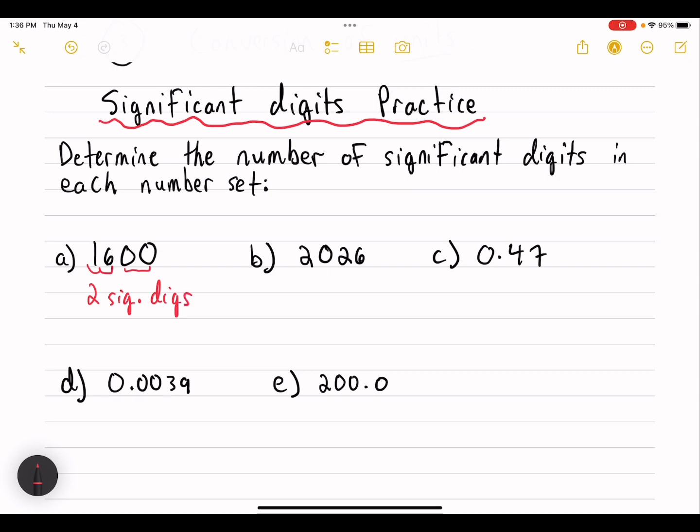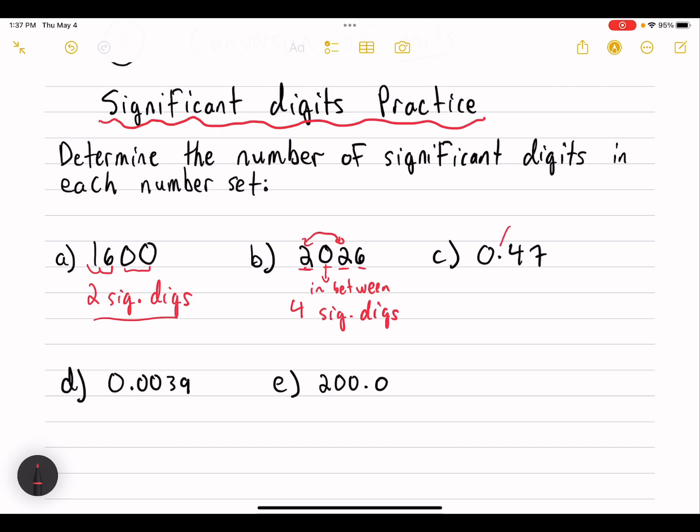If I look at the next one, 2026. Well, a couple of things. First of all, the non-zero digits are significant, so we automatically have 3. And then this 0, it really is dependent on what else is going on. Now, because this 0 is in between two non-zeros, the 2 and the 2 over here, then it is also significant. So this one has 4 significant digits. 1, 2, 3, 4.